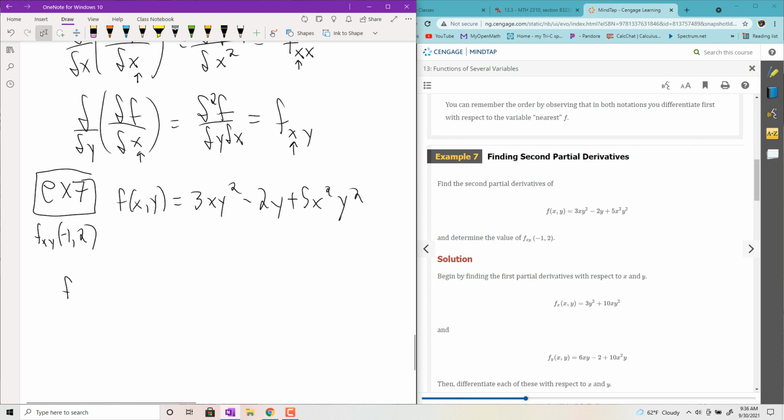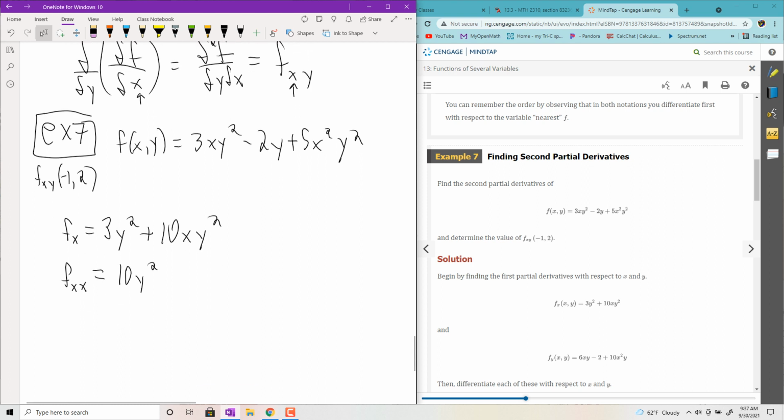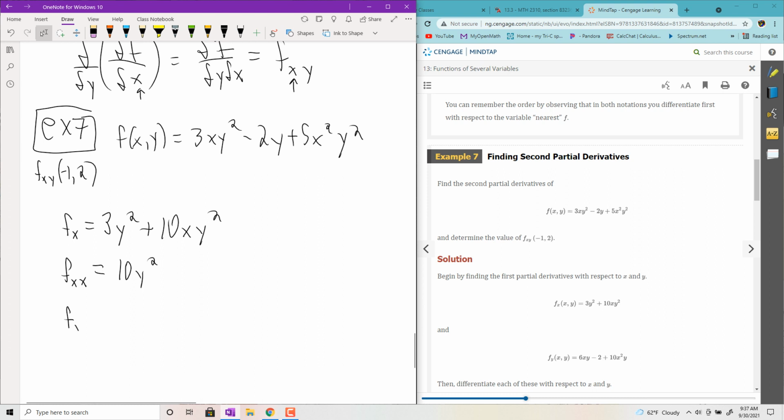So first, I'm going to find the derivative with respect to x. So I'll have 3y squared plus 10xy squared. Then I'm going to use this to get f_xx. So you take the derivative with respect to x again. That first term is 0. Then you get 10y squared. Then I'm going to find the derivative of the partial derivative of f with respect to x, with respect to y. So I take the derivative of this thing with respect to y to get this thing. All right, so this would end up being 6y plus 20xy.